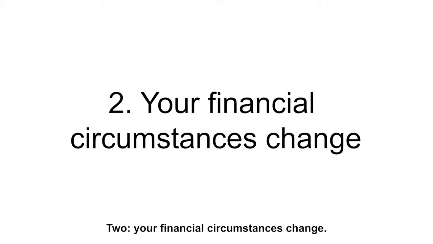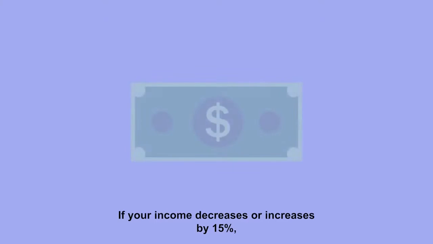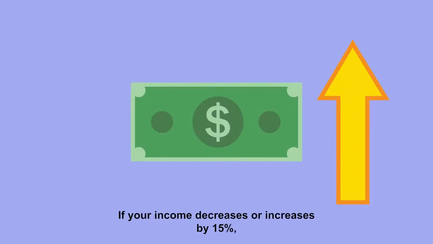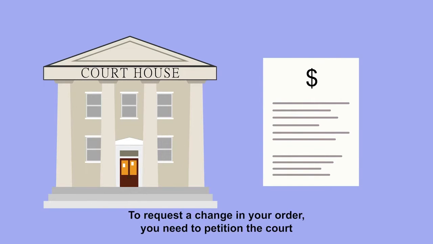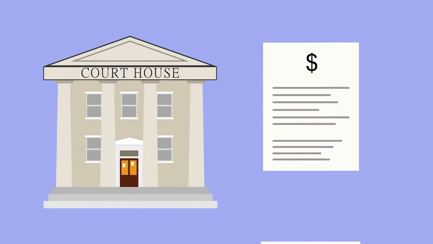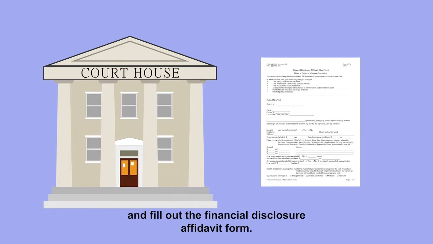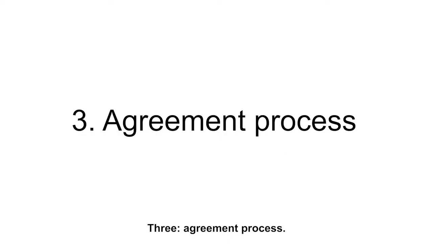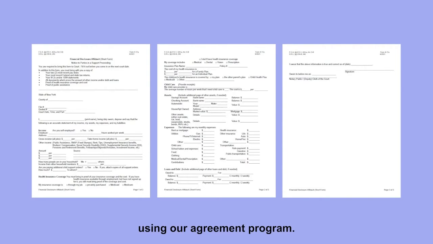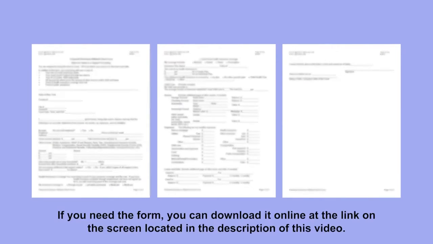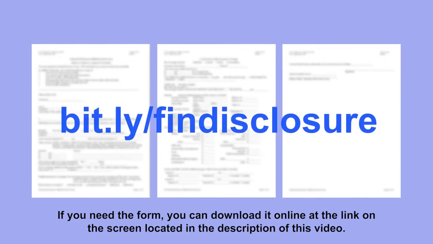2. Your financial circumstances change. If your income decreases or increases by 15%, you can request a change to your child support order to match your new income. To request a change in your order, you need to petition the court and fill out the financial disclosure affidavit form. 3. Agreement process. You will also have to fill out this form if you decide to establish or modify an order using our agreement program. If you need the form, you can download it online at the link on the screen located in the description of this video.